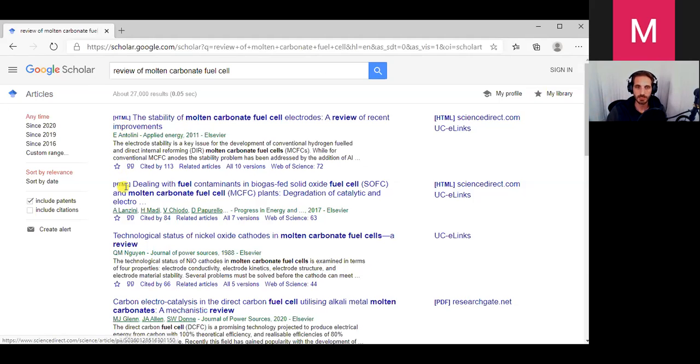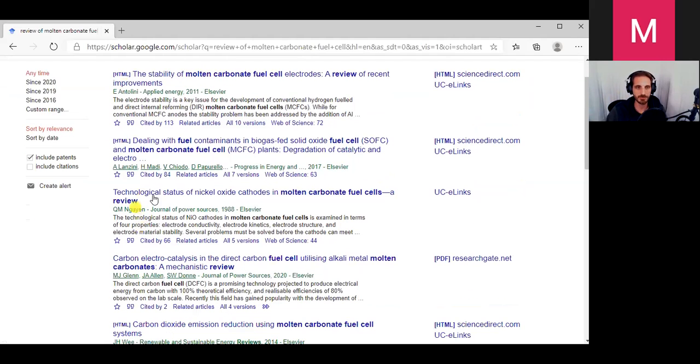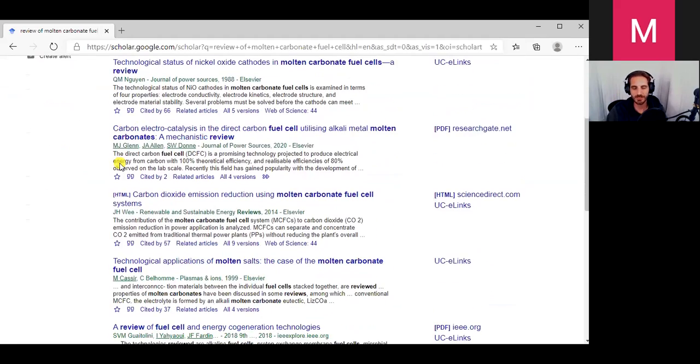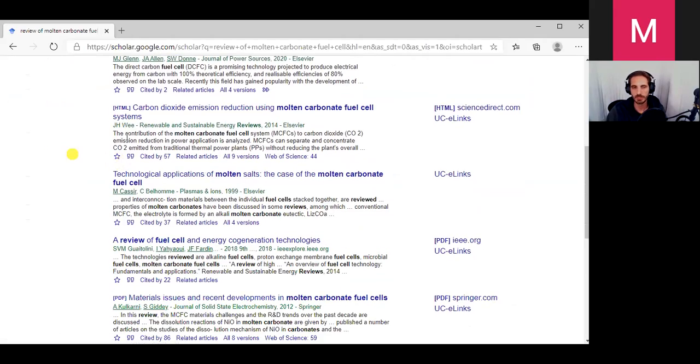Again, here, dealing with fuel contaminants for a particular molten carbonate fuel cell, probably a little too specific. Here's a technological status of molten carbonate fuel cells. So again, these are all a little bit too specific for me. But here I come across one. This one looks like it could be okay, right?